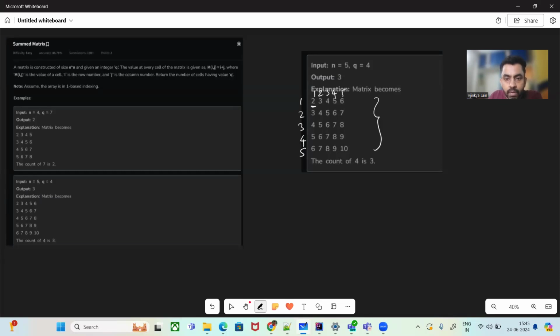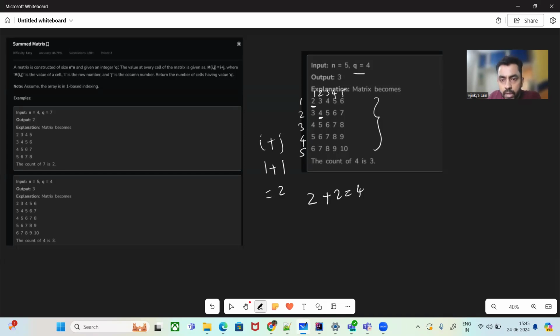So what is i here? It is one, since it's a one based index, and j is one. So the value of mij will be 1 plus 1, i plus j. That is why it is 2. If you consider this, i plus j, what is i? i is 2, j is 2. So the value will be 4. Such will be the given matrix.